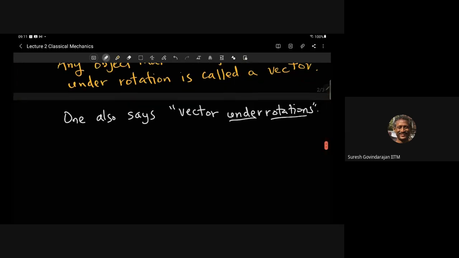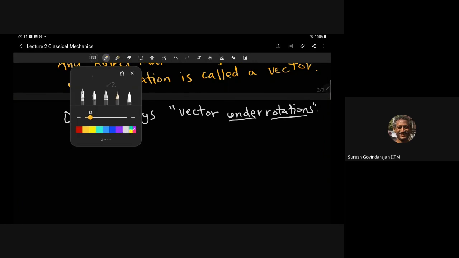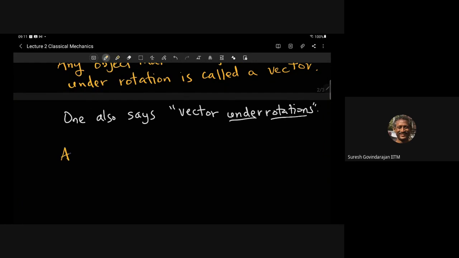So now comes the thing. Similarly, we can define scalars, invariant under rotations. So it doesn't transform.